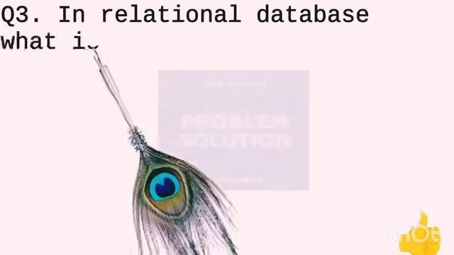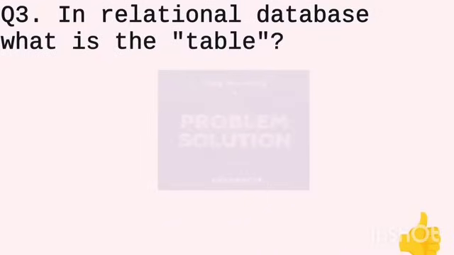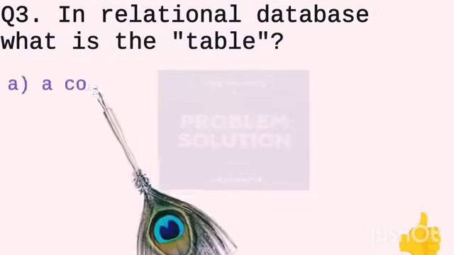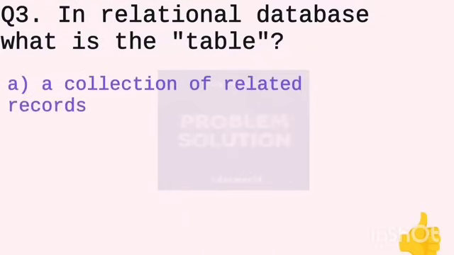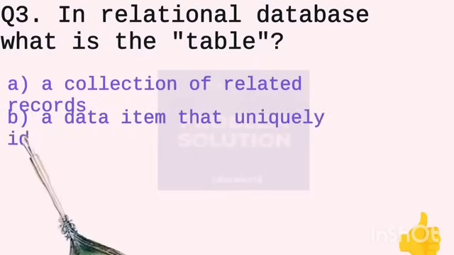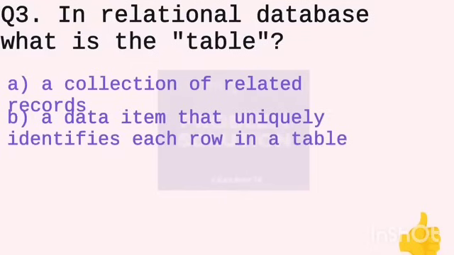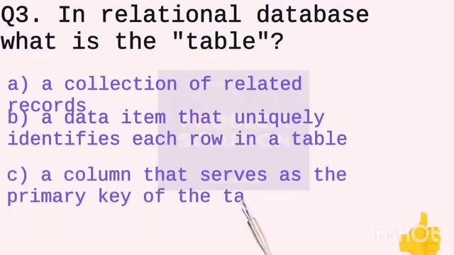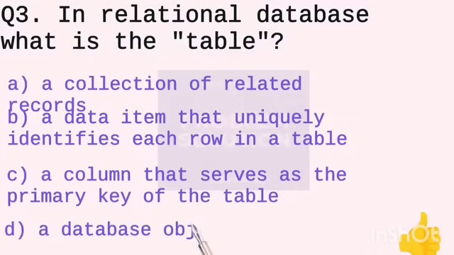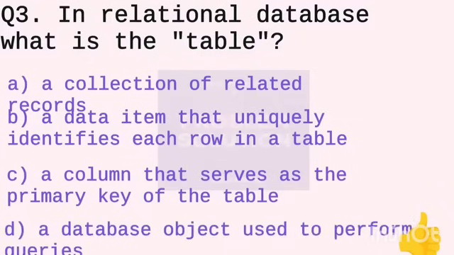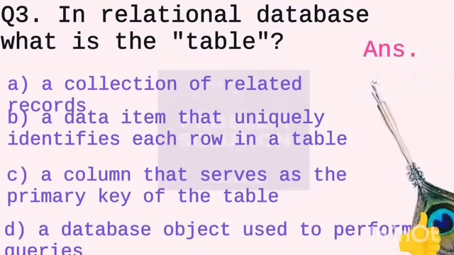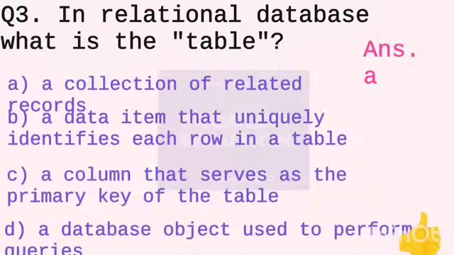Query number 3. In a relational database, what is the table? Option A, a collection of related records. Option B, a data item that uniquely identifies each row in a table. Option C, a column that serves as the primary key of the table. And option D, a database object used to perform queries. And the answer is A, a collection of related records.